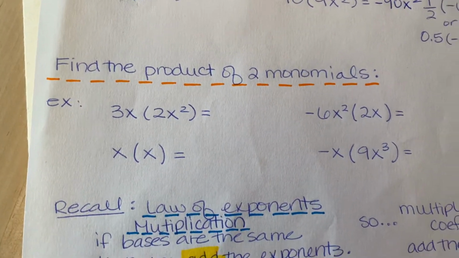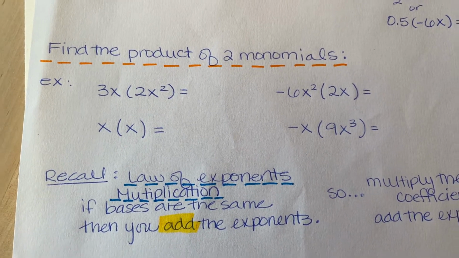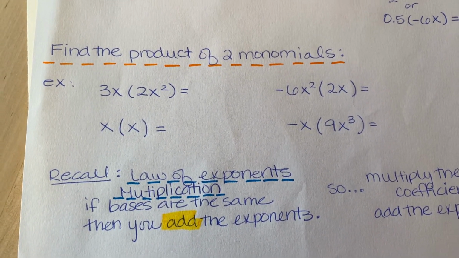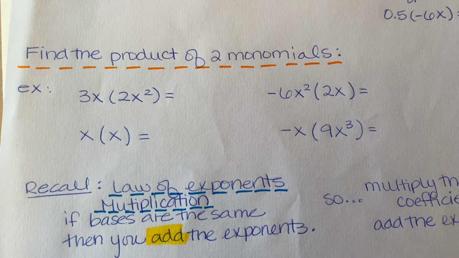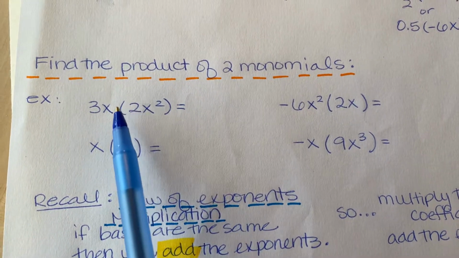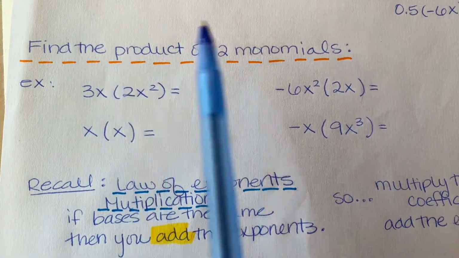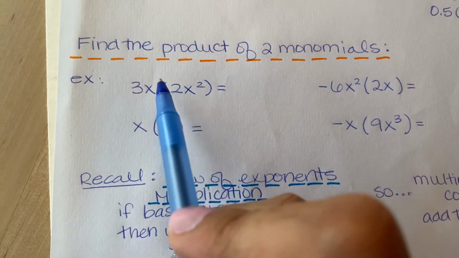All right, next bit. Find the product of two monomials. So we're multiplying two terms together, meaning there's no constants anymore. We now have two terms where there's a base and an exponent, right? So here we go.